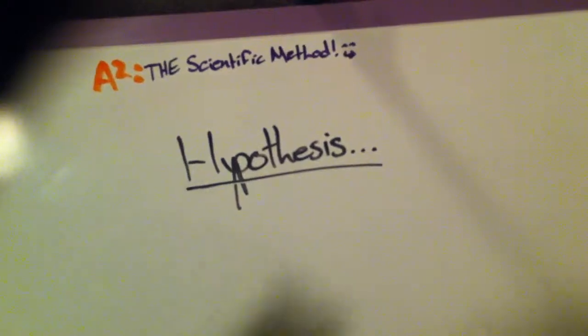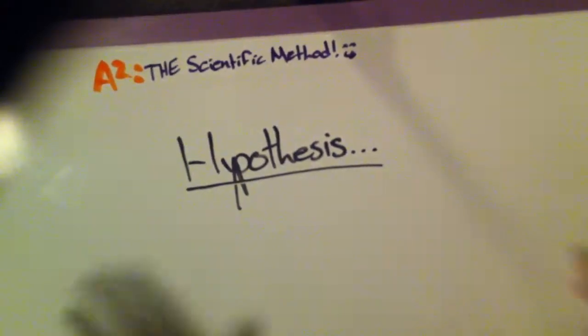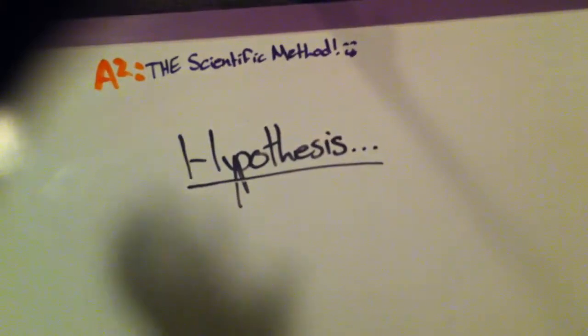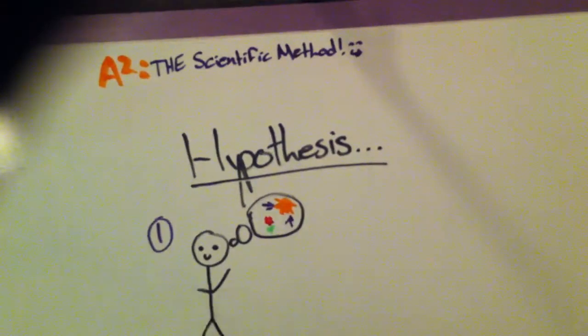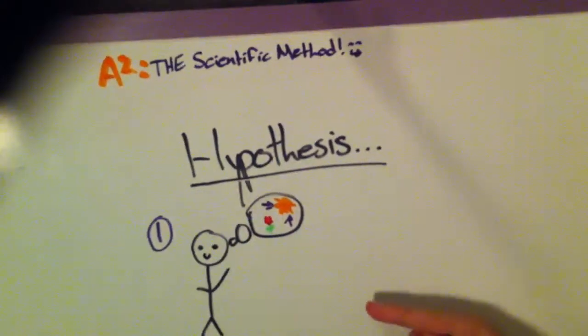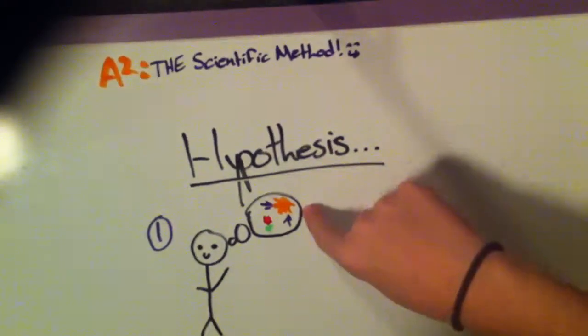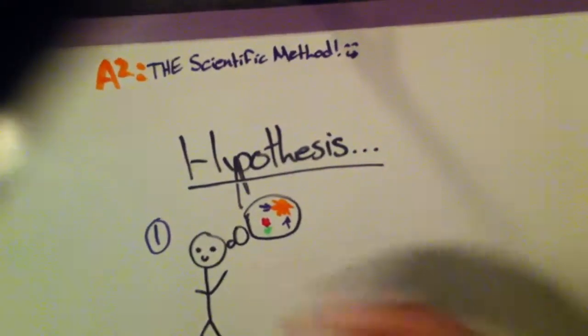The next step is to create a hypothesis. Now, this needs to be broken down into a couple steps, because the first step to a hypothesis is where you come up with an idea of what you think the reason is. Here, you can see our little scientist guy thinking the sun must be what makes the flower grow.